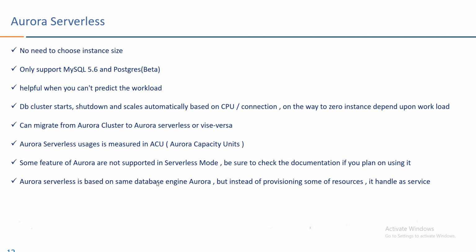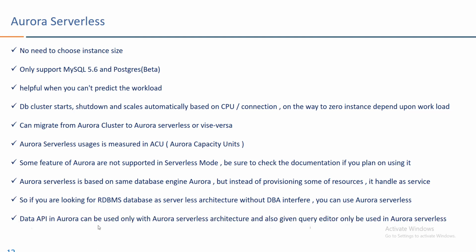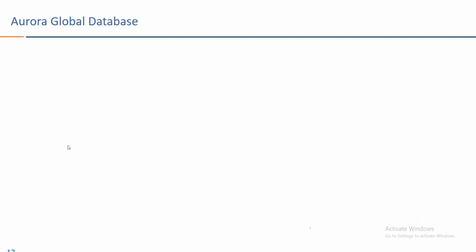Aurora Serverless is based on the same database engine as Aurora, but instead of provisioning resources, it handles them as a service. So if you are looking for an RDBMS database with a serverless architecture, without managing DB infrastructure, you can use Aurora Serverless. The Data API in Aurora can be used only with Aurora Serverless, and the query editor can also only be used with Aurora Serverless. We'll see this practically in our next session.